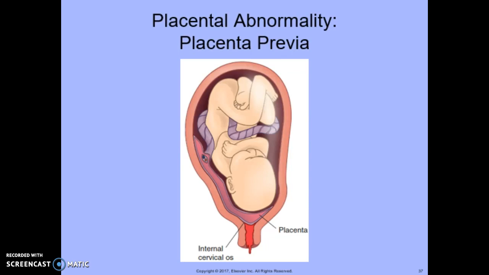Placental abnormality, or placenta previa. In placenta previa, the placenta implants in the lower uterine segment. If the previa persists throughout the pregnancy and the placenta is implanted on or near the cervix, when the mother goes into labor, dilation and effacement of the cervix can cause the placenta to tear loose.